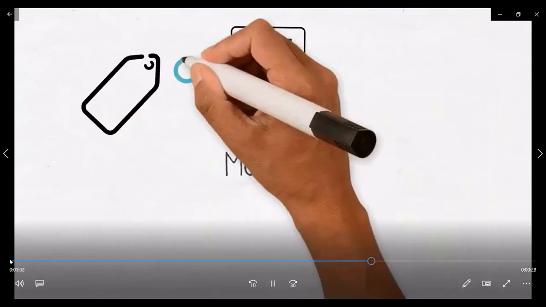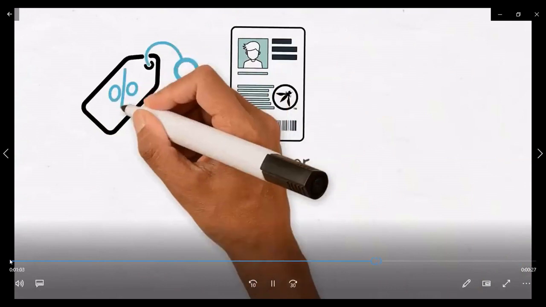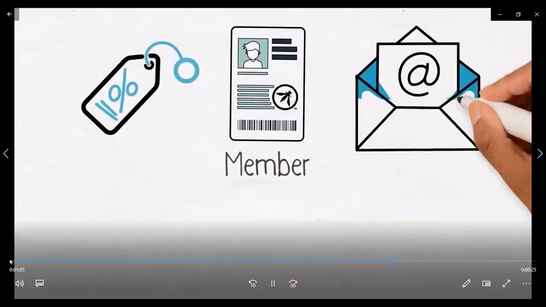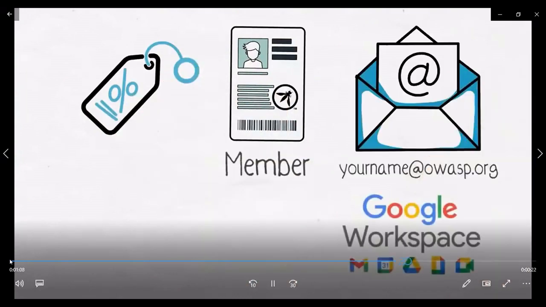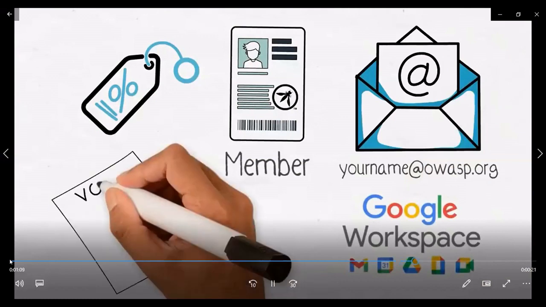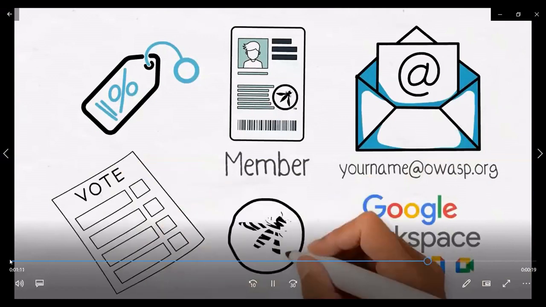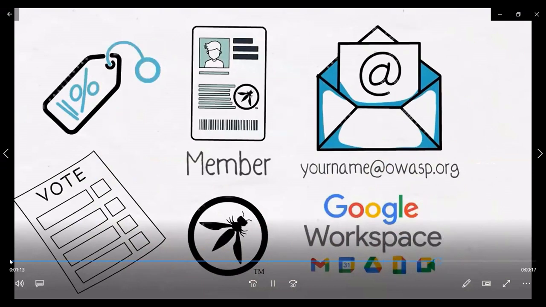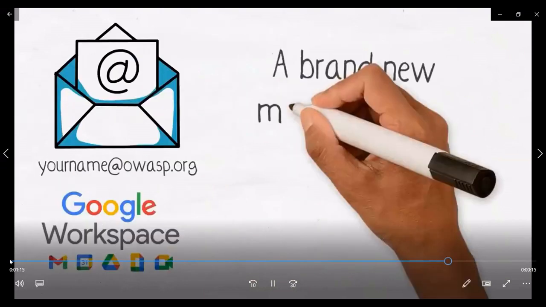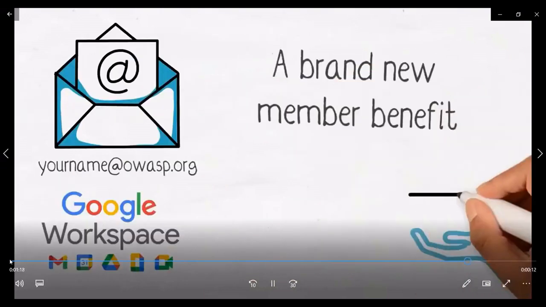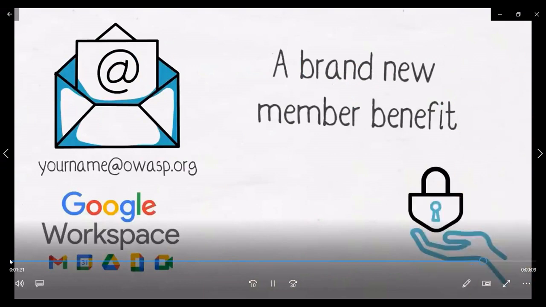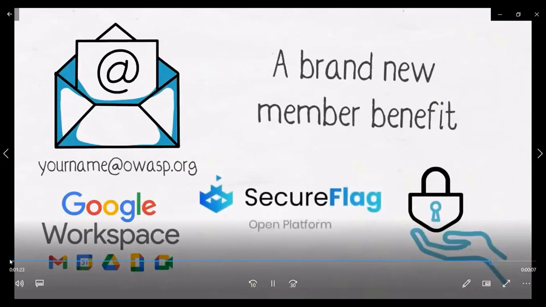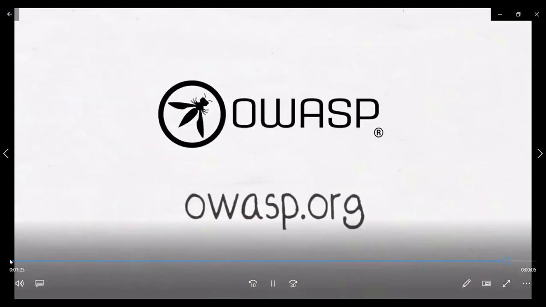The membership benefits include discounts for events and trainings, your own OWASP email address and Google Workspace access, a vote in our OWASP Global Board elections. And recently, OWASP added a brand new member benefit, access to hands-on application security training through the OWASP Secure Flag Open Platform. Join us and become a member today.